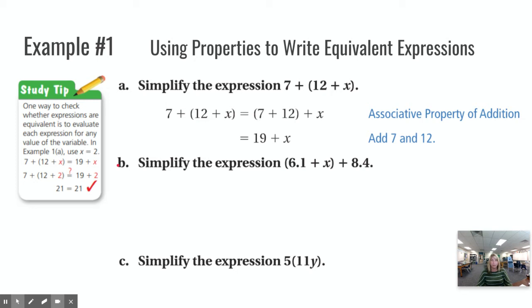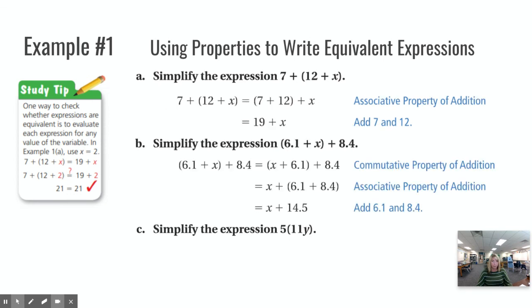In example B, how will we simplify the expression? Will we use the associative property of addition, the commutative property of addition, or will we use both? If you said both, you are correct. Which one did you use first? If you said the commutative property, you are correct.